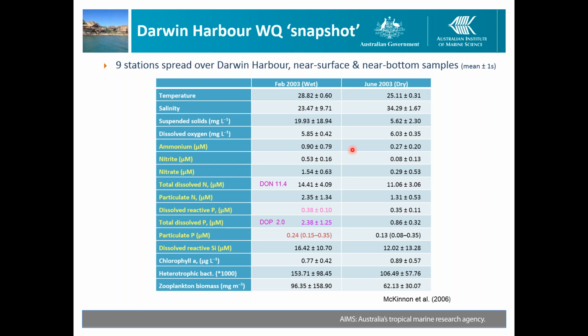Comparing between wet and dry season data, the nutrients are seen to be depleted during the dry season relative to the wet. With increased light and slightly higher concentrations of chlorophyll during the dry season, this nutrient depletion is related to biological uptake.